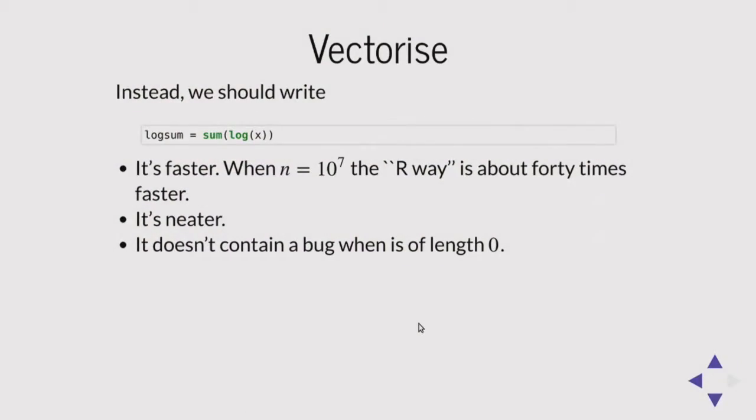And what we wanted to do is go down the vectorization route. So the better way of doing it is to do something like that. You've got your vector x, which is a bunch of numbers. You're then taking logs of all those numbers. You're then taking the sum. So that's about 40 times faster. It's neater. And it doesn't contain a dodgy bucket of length 0.